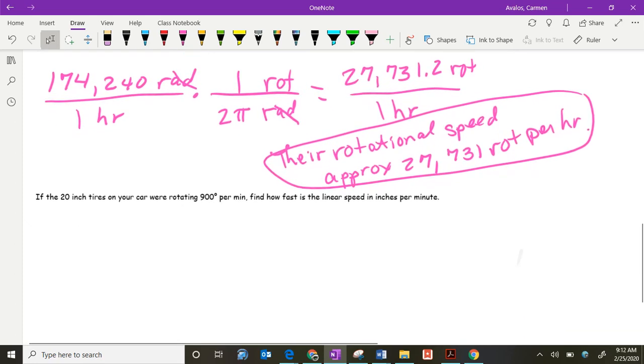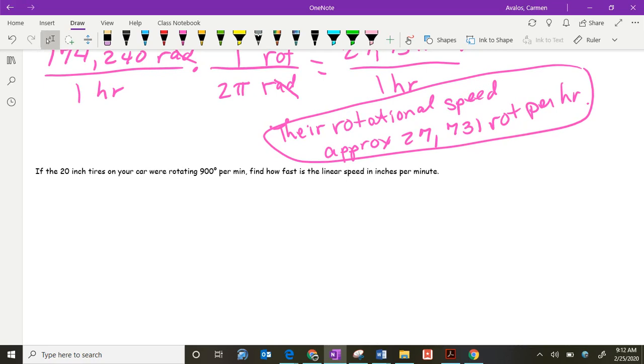And then one more: if the 20-inch tires on the car are rotating 900 degrees per minute, how fast is the linear speed in inches per minute? So what we're doing here is we want to find the linear speed, so we want to find out what V is, and we want to do it in inches per minute. So this is pretty good because this is already in minutes. So when we use this formula, V is equal to omega R. We know it's 20 inches on there. And then the omega, that's going to be 900 degrees. But because it's omega, we can't use the 900 degrees. We have to convert 900 degrees to radians.